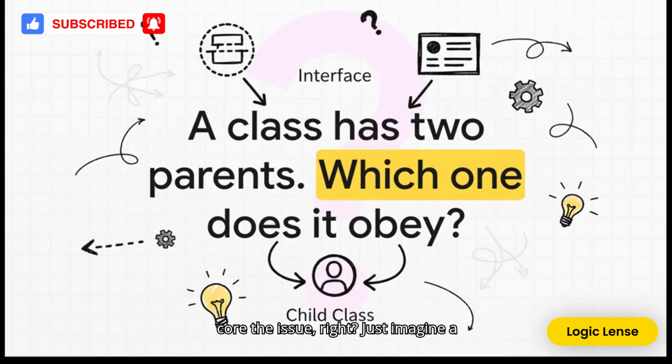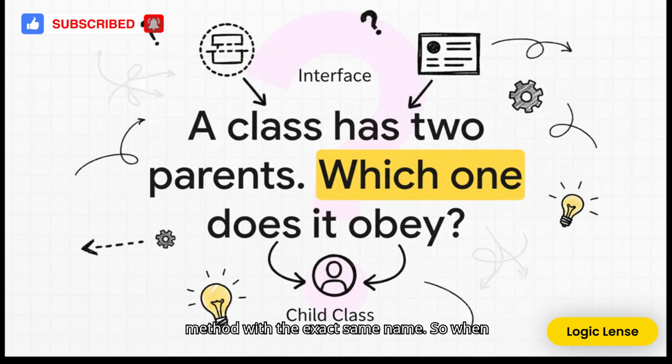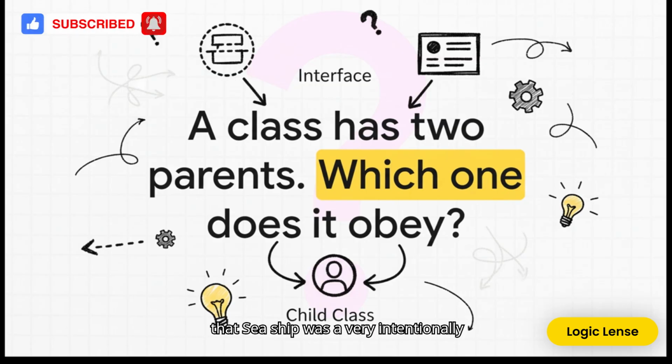So here's the core of the issue, right? Just imagine a class that has two parent classes. And here's the catch. Both parents have a method with the exact same name. So when the child tries to call that method, who does it listen to, mom or dad? You see the problem? This is the fundamental conflict that C-sharp was very intentionally designed to avoid.